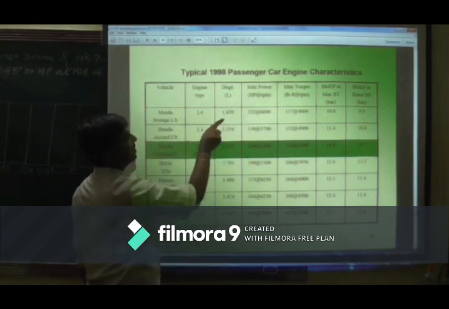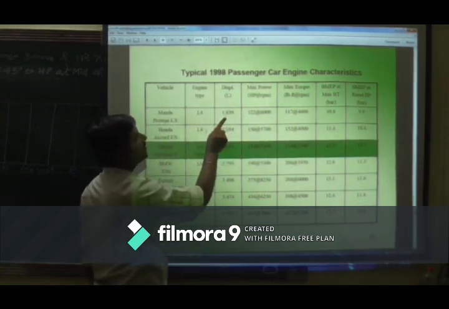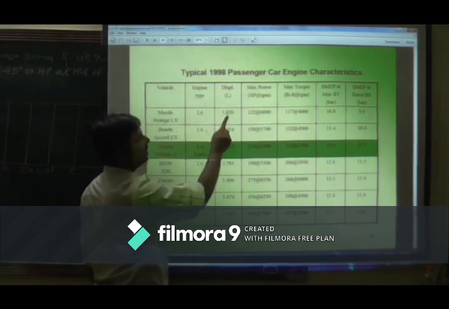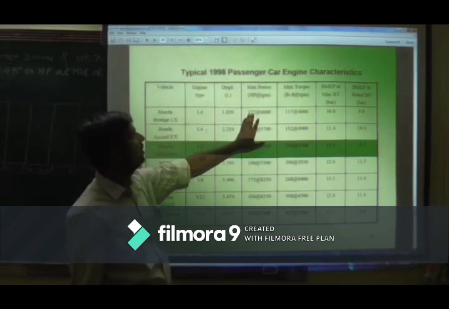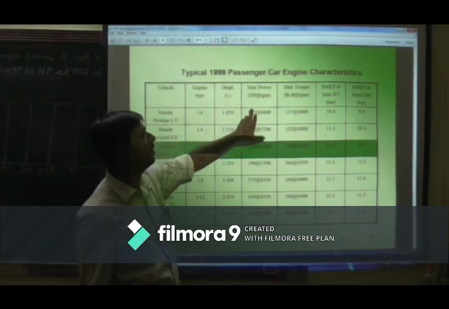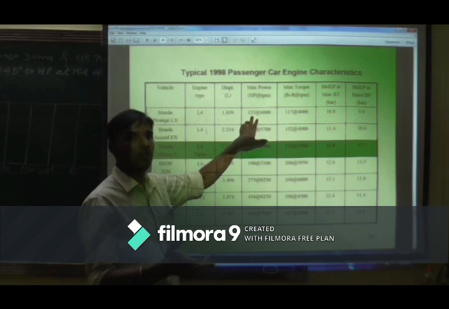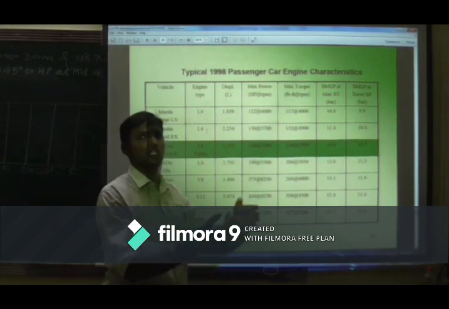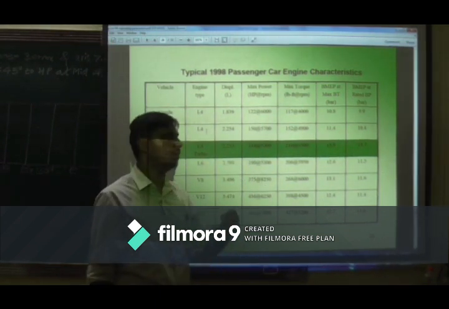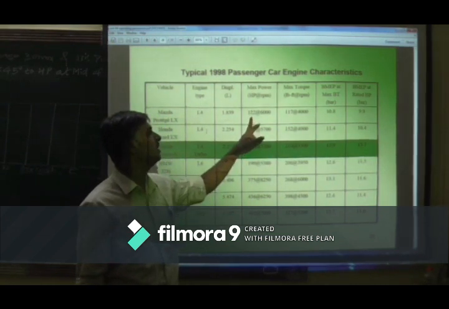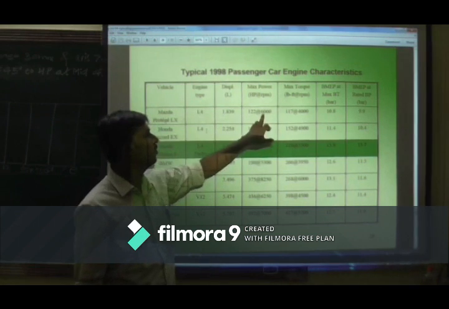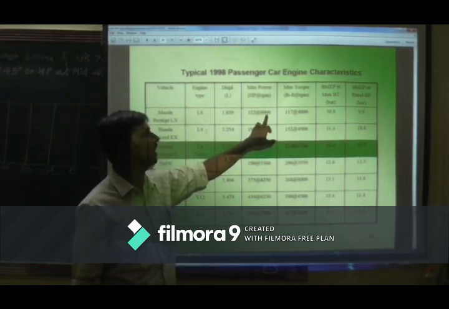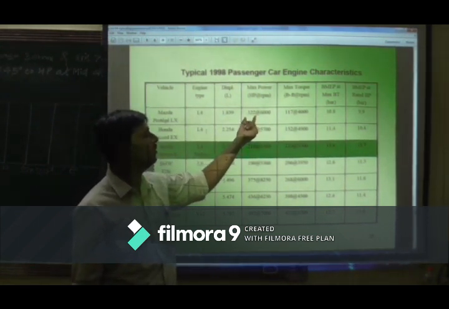You can see its displacement is how much? 1.839. So this much bigger engine is there, and 122 HP, that much power it can produce. You know, our normal mixer is 0.5 HP or 1 HP at the most. But here, how much power can it produce? 122, at a speed of 6000 RPM.